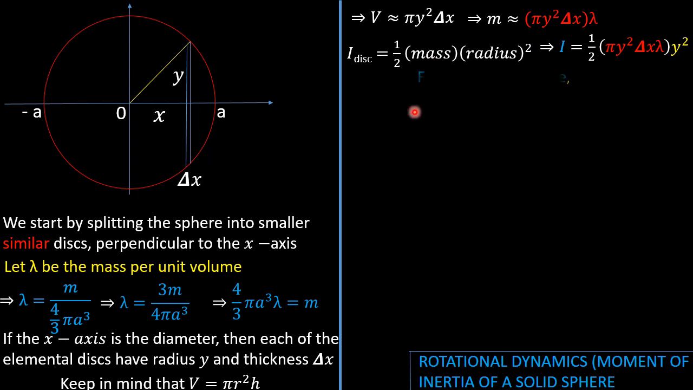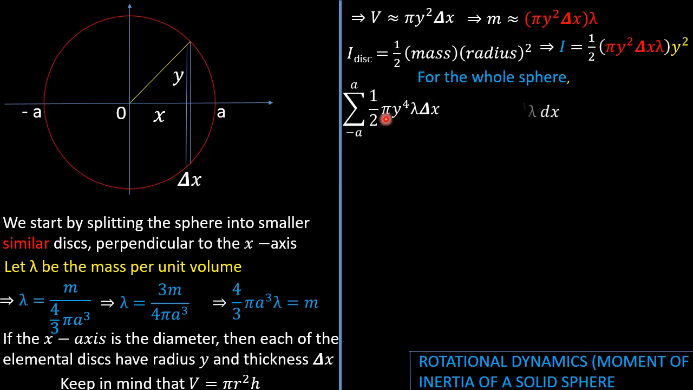Then now, guys, for the whole sphere, we are going to sum up all of the possible moments of inertia of each of the individual discs, which is going to be the sum from negative a up till the point a, that is the entire sphere, from negative a to a, of just 1/2 pi y to the power 4 lambda delta x. We are now going to change from discrete to continuous.